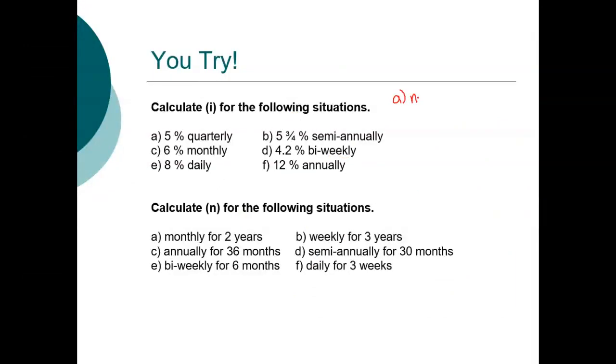So we'll do calculating N. So for A, I know my N is going to be the number of years. So in this case, it says monthly for 2 years. So 2 years times the amount of compounding periods. Monthly is 12. So my N is going to be 24. For B, we have 3 years and it's done weekly. So that's 52 weeks in a year. So 3 times 52 is 156. So my N is 156.